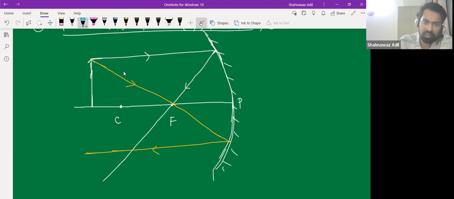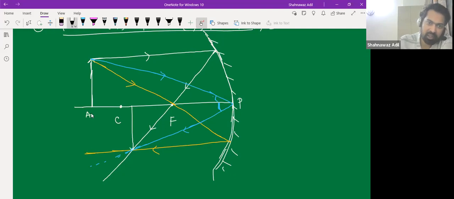So why do I need this third one? The angles are not being equal, but yeah. So this is the point where all the incoming lights are converge, right? So this is the image. Okay, this is A, B, and let's say that this is the image A dash.